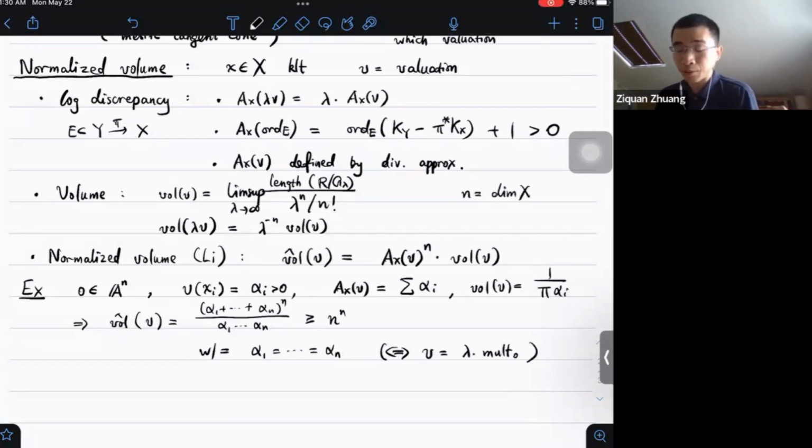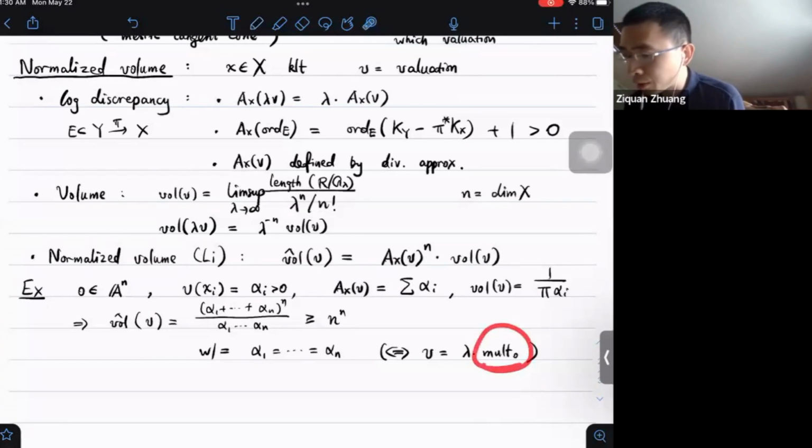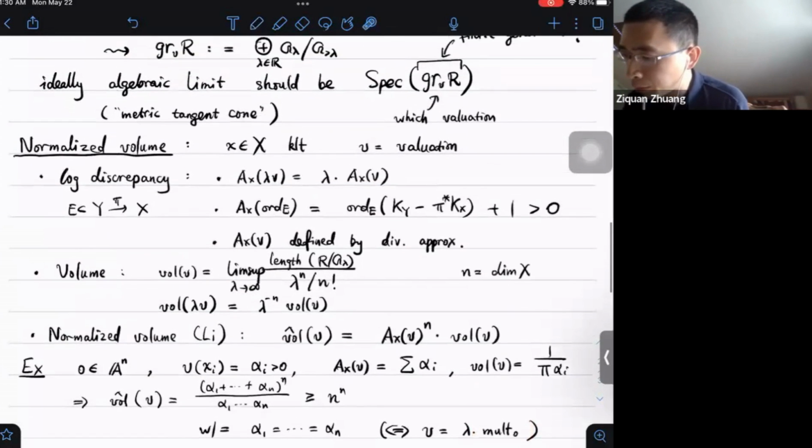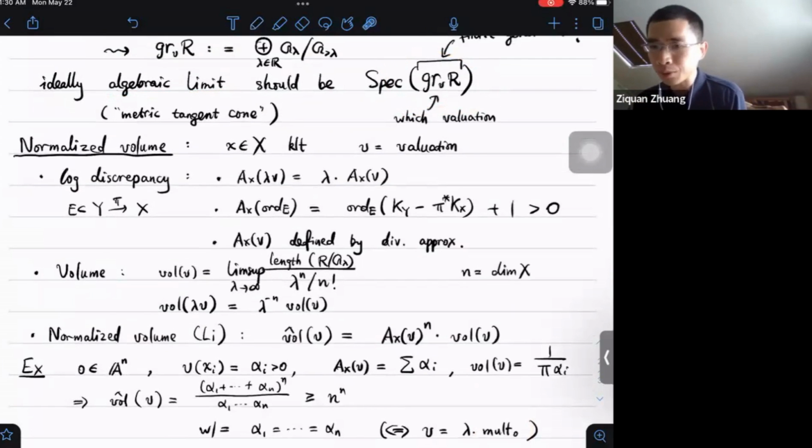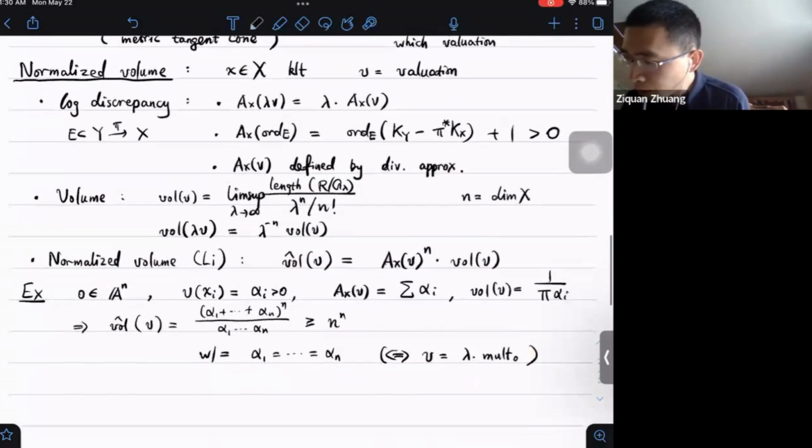And if you think about the metric tangent cone, this is exactly what happens. If you use this valuation and write down the algebraic limit that we get, you still get a smooth point. So nothing changes. This is probably the first example indicating that the valuation that minimizes this normalized volume has some nice interpretation and has some connection to this metric tangent cone.